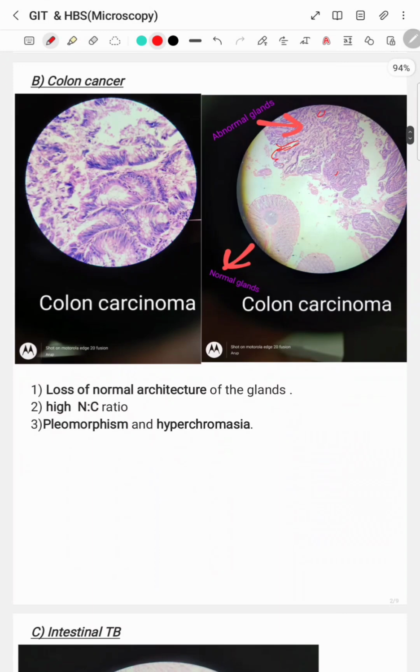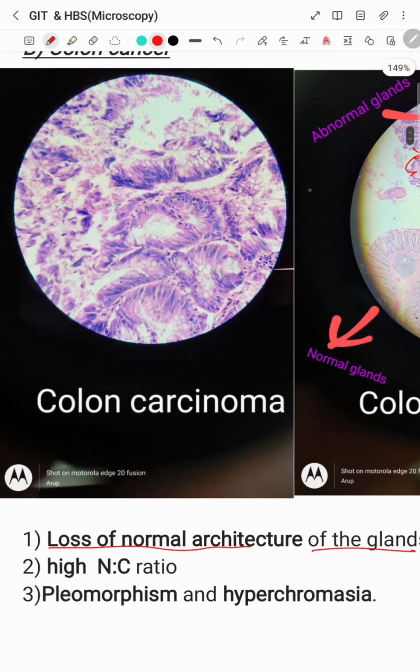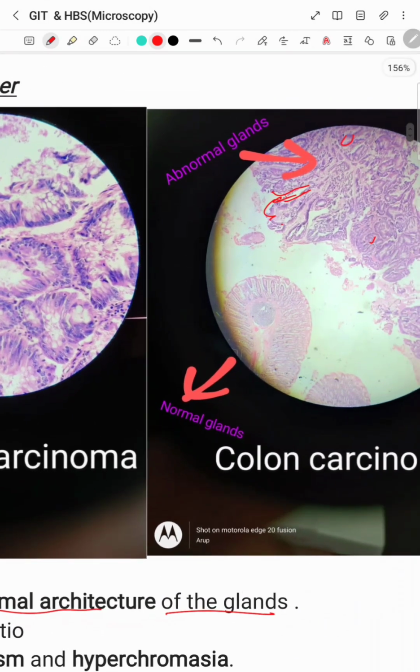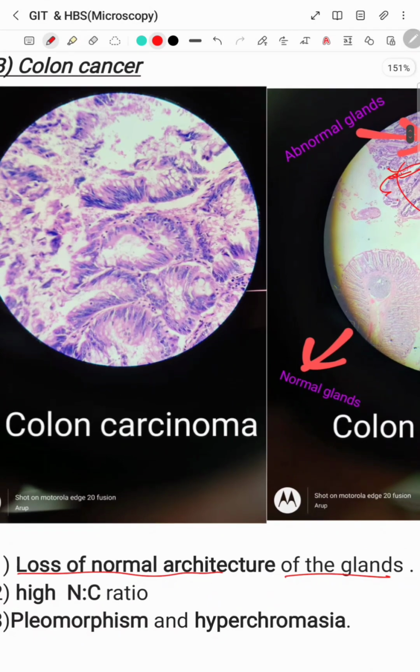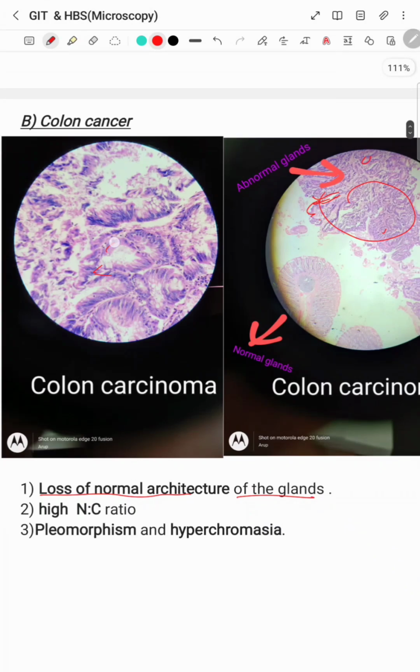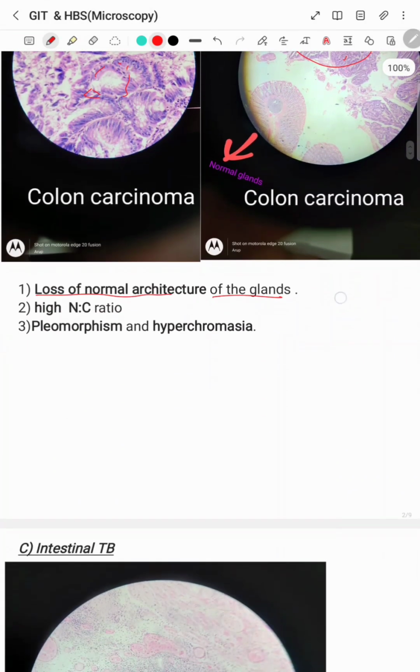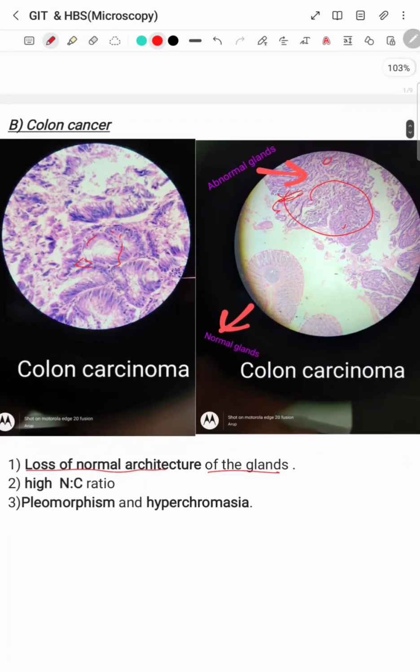So what is the point? Loss of normal architecture of the glands. You can see here, and it is the 100x zooming of this portion. You cannot identify the glands and the others. It is the gland. Okay, it is the gland. So the glands' normal architecture is lost, and you know that when a cell becomes a cancer cell, the nuclear cytoplasmic ratio goes high, and pleomorphism and hyperchromasia are seen here.